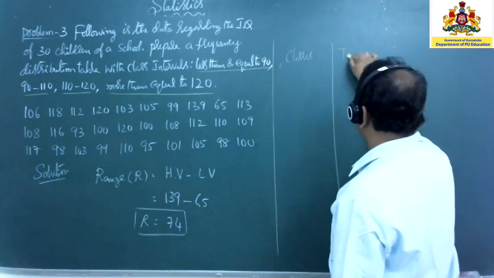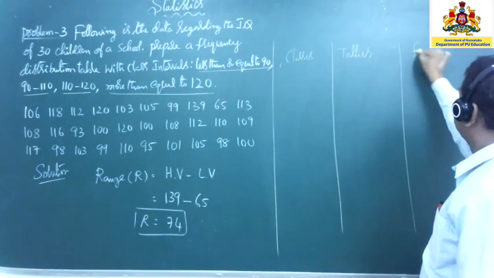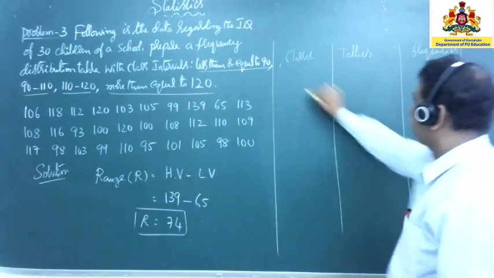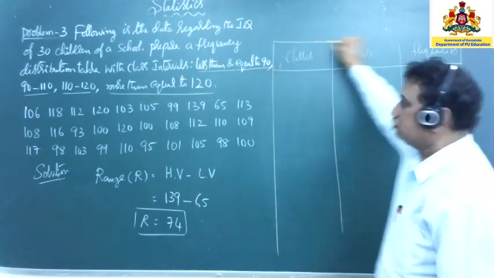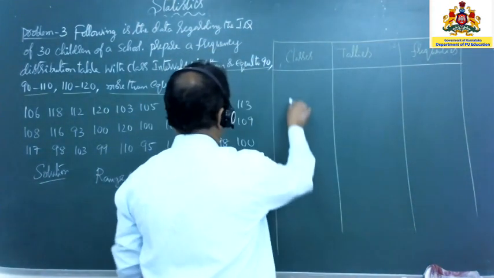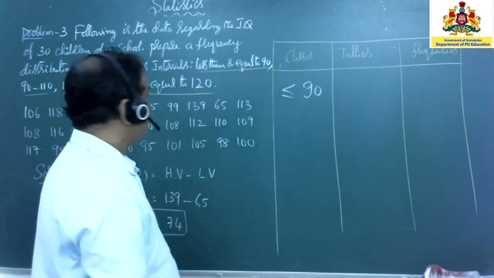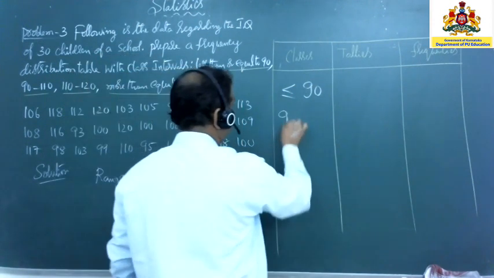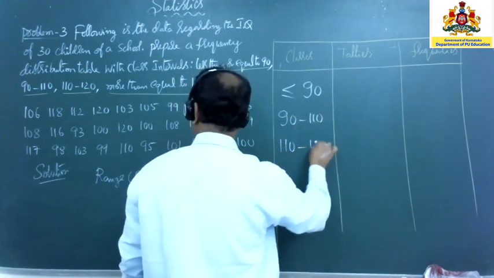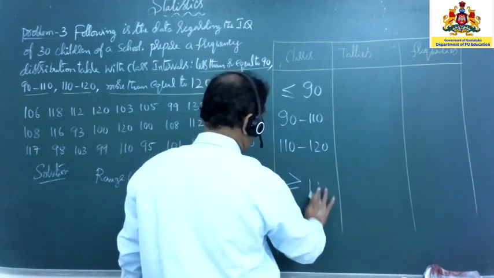Classes, tallies, frequencies. The first class interval should be less than or equal to 90. Next one is 90 to 110. Next one is 110 to 120. Next one is more than or equal to 120.